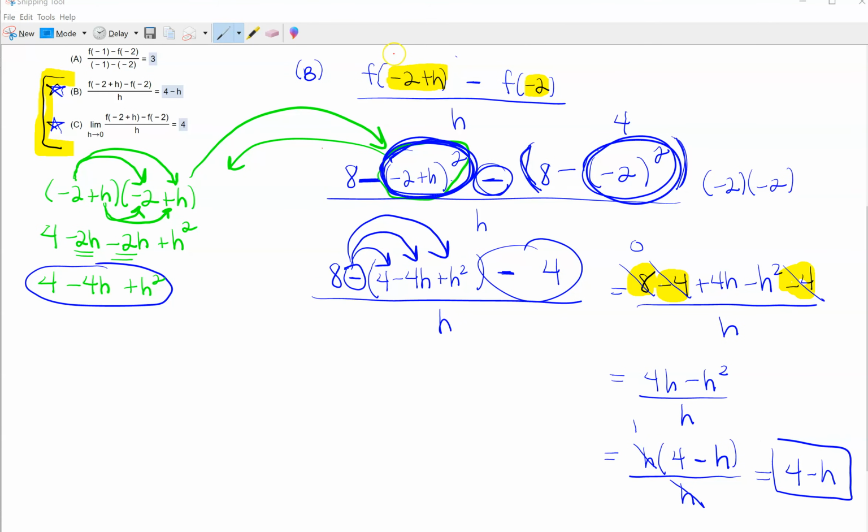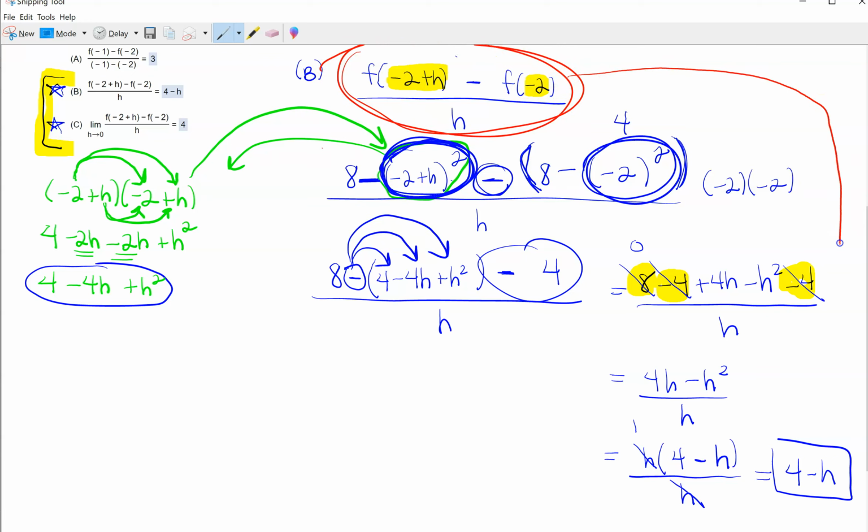Okay, so what does that even mean? That means this entire expression up here, this difference quotient looking thing, all of that simplifies down to this binomial. They're interchangeable, they're equivalent. Okay, and then part C, when we get to part C, I'm just going to take the limit of that thing.